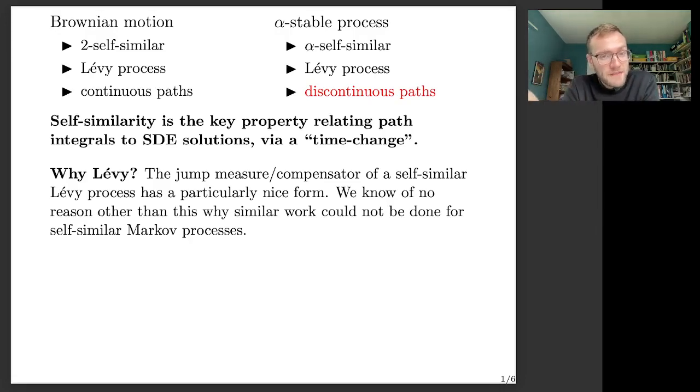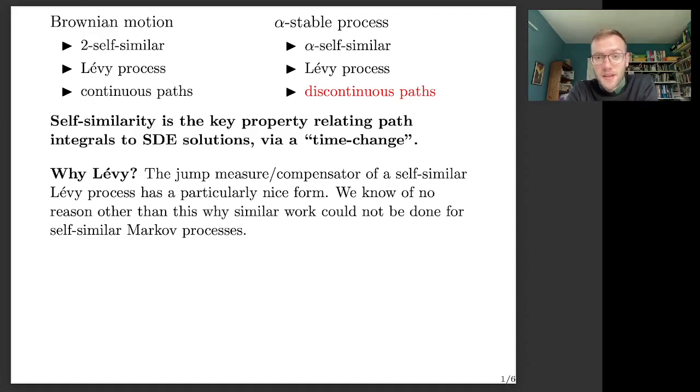So why Levy? Well, a Levy self-similar process, that is a stable process, has a particular jump measure, or equivalently a compensator. You can go from one to the other, one to one, that has a very nice form. So the form of the jump measure of a stable process is used then in proving this relationship, the connection between path integrals and SDE solutions.